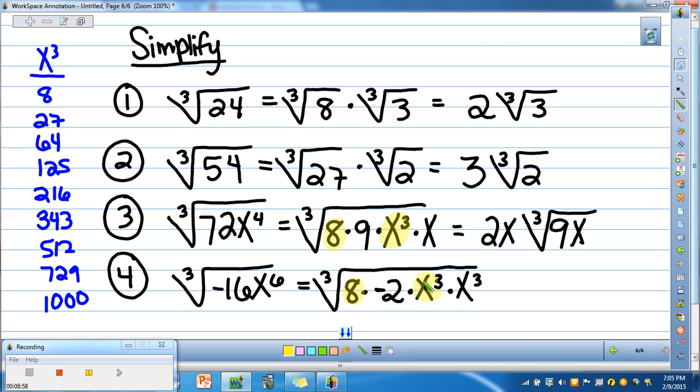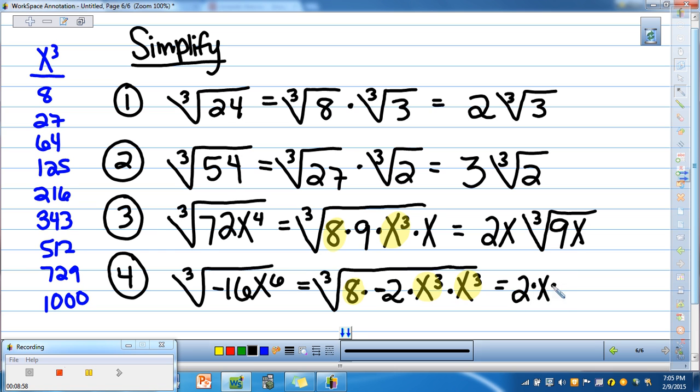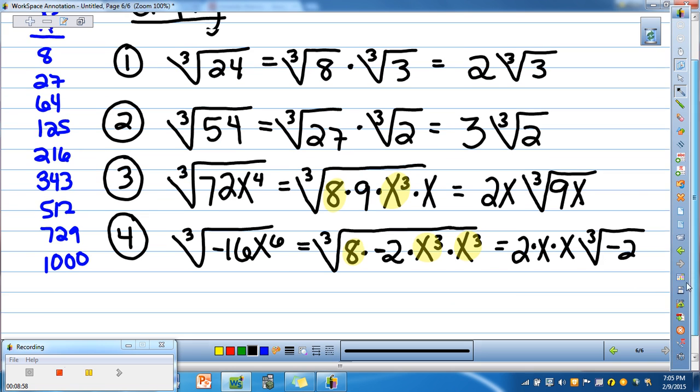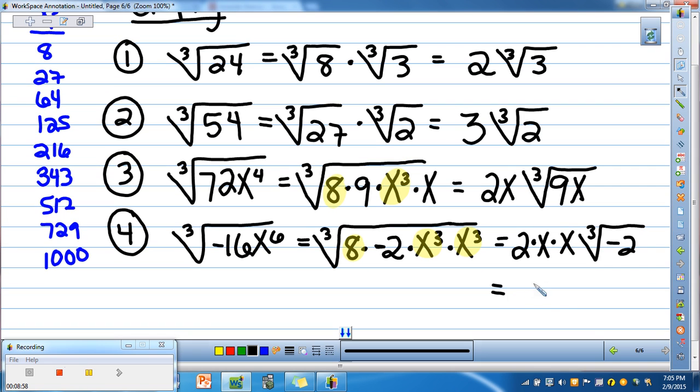So we can highlight our perfect cubes that we're going to take out in front. The cubed root of 8 is 2. The cubed root of x cubed is x. The cubed root of the other x cubed is also x. And we're left with that 2 on the inside. Altogether, we can say this is 2x squared times the cubed root of 2.